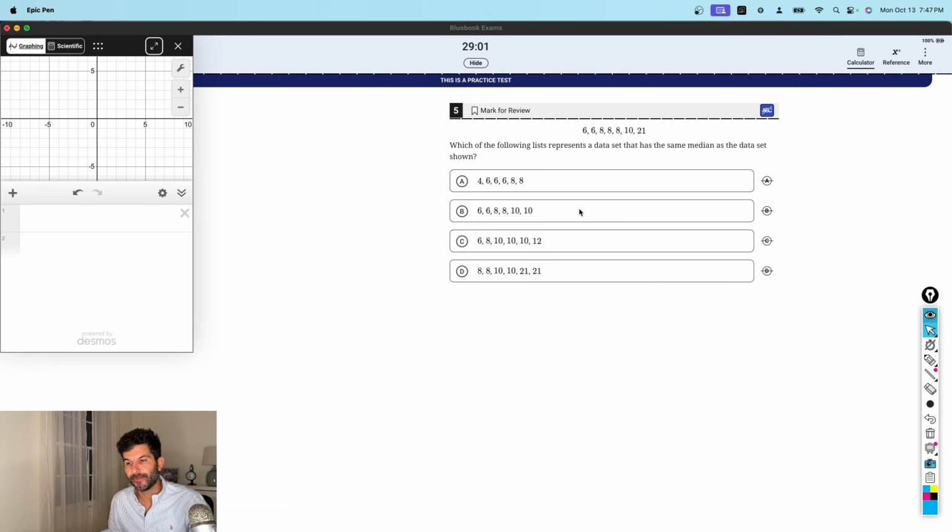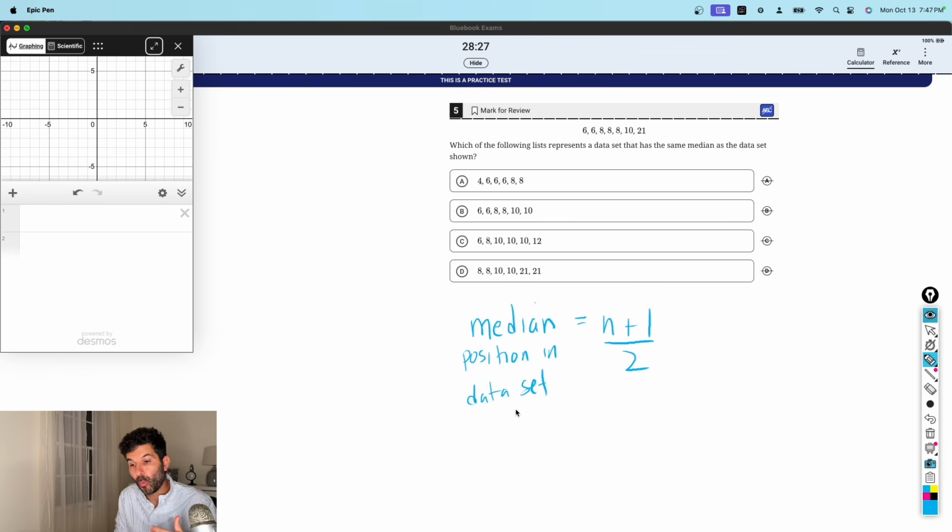Question number 5. Which of the following lists represents a data set that has the same median as the data set shown? Okay, so first things first. There's a little handy formula that's used for the position in the data set that the median is. So what I would say is this: the median itself is not equal to n plus 1 over 2. It's the position in the data set when organized from least to greatest, of course, which you can see in the problem it already is.